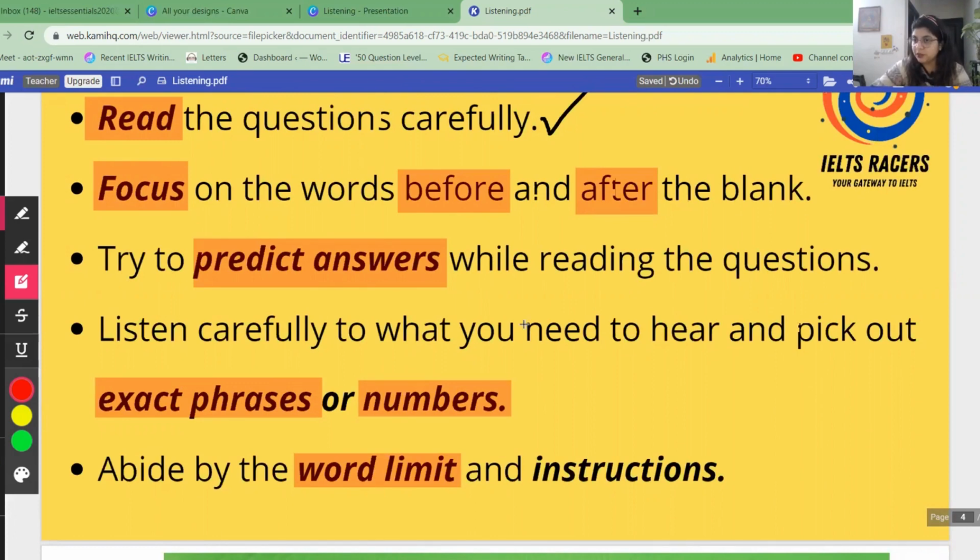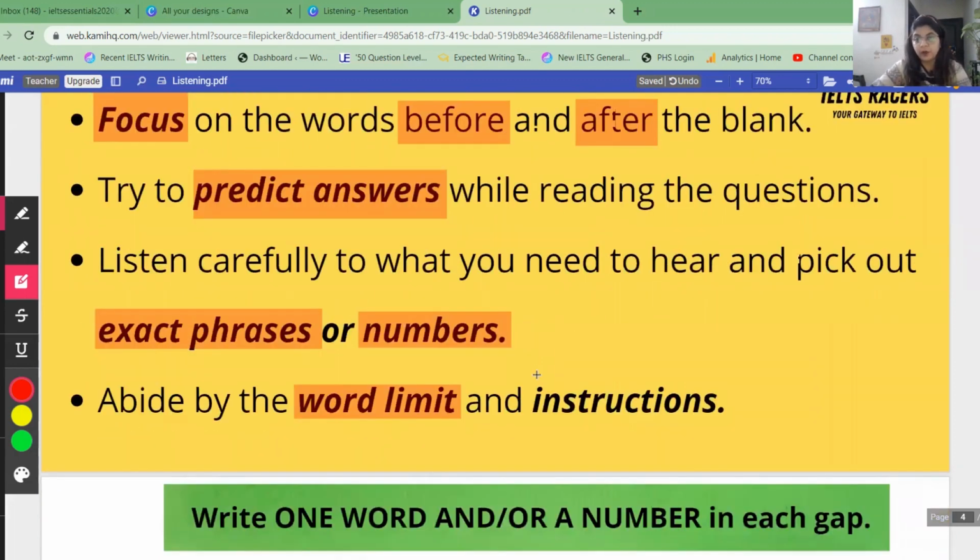If you are surpassing the word limit, then definitely you will lose your band. Okay, so follow whatever instructions are given, like what is to be done in the question. For example, if it is a multiple choice question and they say write down the correct letter A, B or C, but instead of writing A, B, C you are writing the entire option, then definitely it will hamper your band score. So follow each and every instruction carefully.